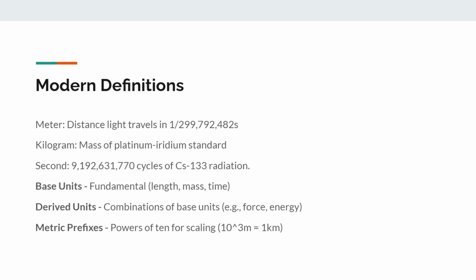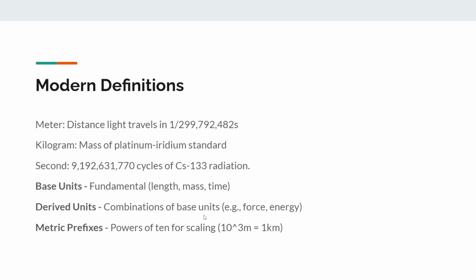And as you can see, a second is denoted as this many cycles of cesium of the isotope 133 radiation, which is actually interesting because I've known about this before. But now just thinking about it, it's a whole lot crazier that that's what a second is defined as. It's so precise. And that's the thing. Base units are fundamental: length, mass, and time. Derived units, for example, force is mass times acceleration. So that uses a base unit and derives another unit.